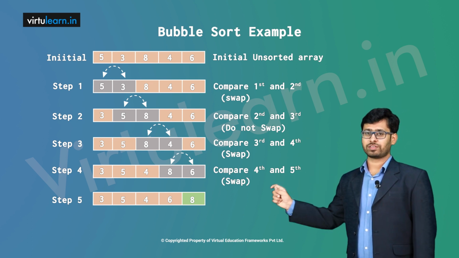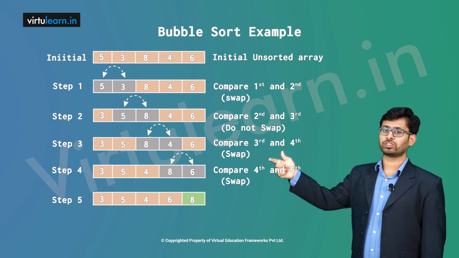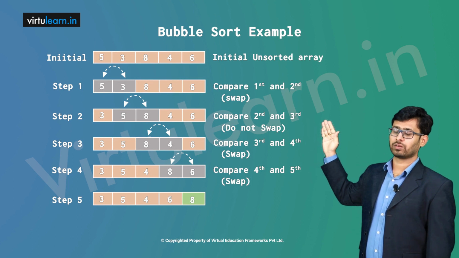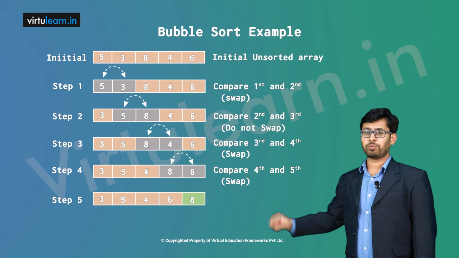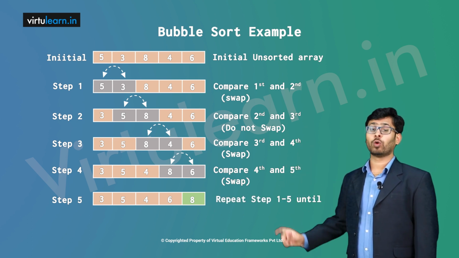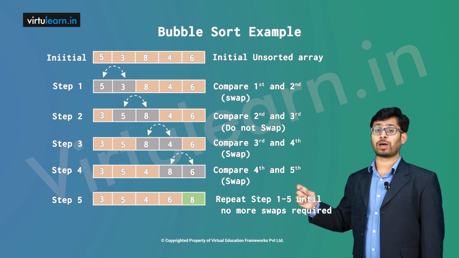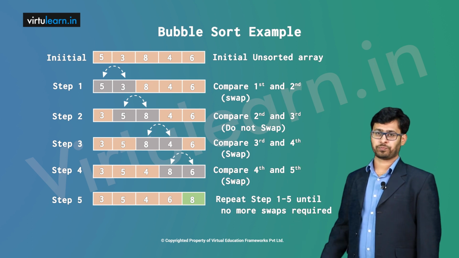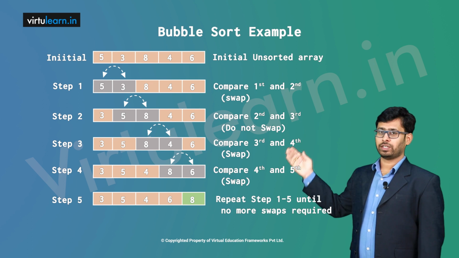We can closely observe here, in the first iteration itself, we got the topmost element to the right-hand side, which means to the end of the list we got the highest element. Now repeat steps 1 to 5 until no more swaps are required, which means the elements will be in sorted order. This is about the bubble sort algorithm.